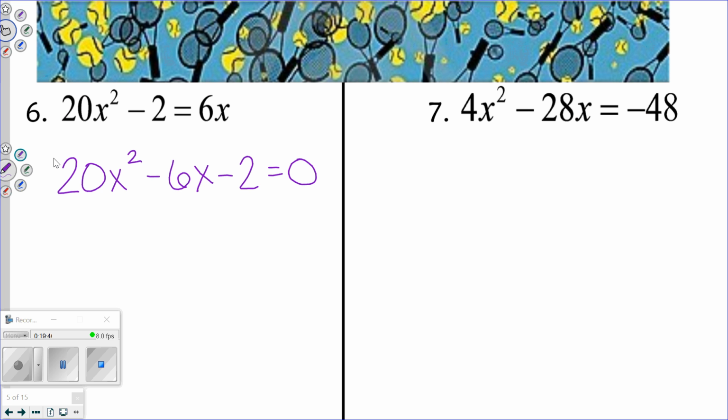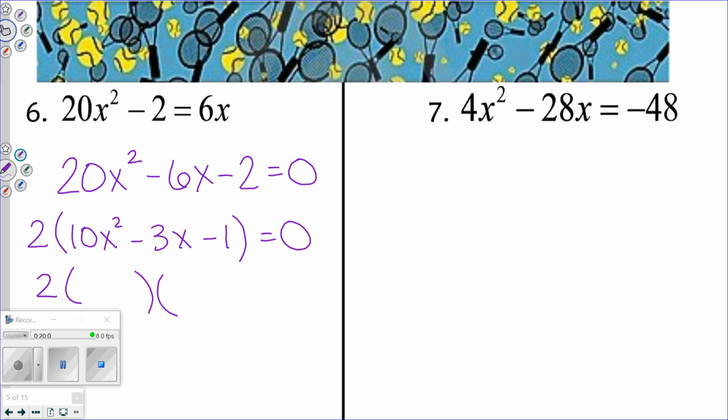All right, GCF? 2. So we're left with 10x squared minus 3x minus 1. Don't forget, you do need that 1. Some of you pulled out that 2, and then suddenly you only had 2 terms left inside your parentheses instead of 3. All right, then from there, we can set up our parentheses. Last one is negative, so we can go plus minus. Options here, we have 1 and 10 or 2 and 5.